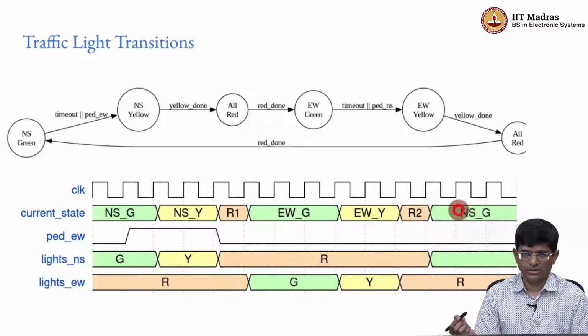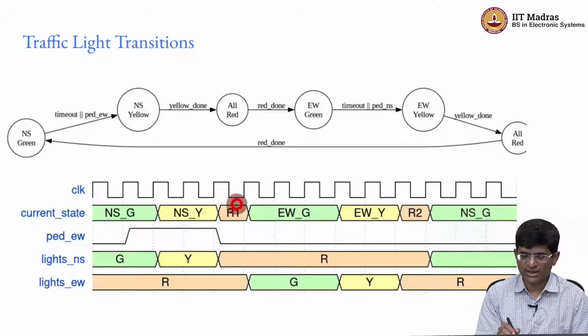By what we have already discussed, most likely this north-south green would also have a certain timeout, after which it would switch back to north-south yellow and R1 and then EWG, even if there are no pedestrians anywhere in the picture. What is important is, when the pedestrian was there, it responded fairly quickly, okay.